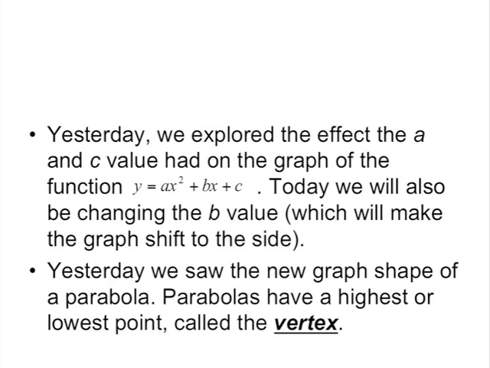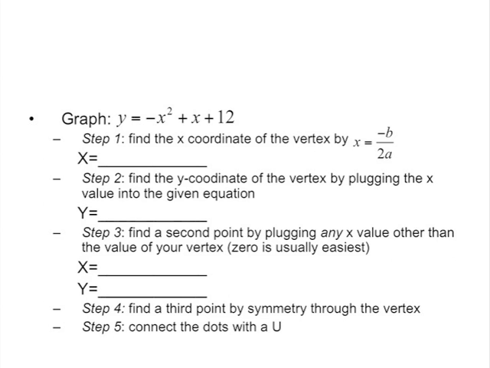Today we're going to bring in this b value, which is going to affect sideways movement, but unfortunately it's not clear cut as you just go sideways b. In the last lesson, our vertex was always right along that y-axis. Today, it won't necessarily be. Okay, and that vertex is the point where it takes its turn, its highest or lowest point. And all parabolas have a highest or lowest point.